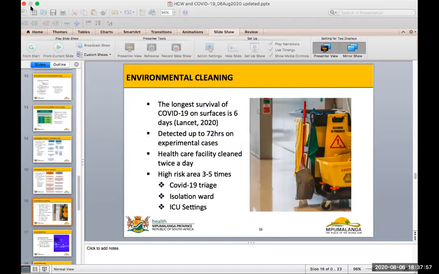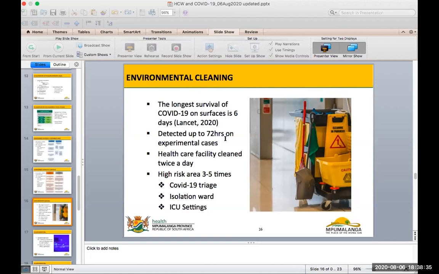Yes. So now, after testing positive, say in OPD and in theater, usually your colleagues are worried and saying, hey, we need to clean the area, hey, close theaters, hey, close OPDs and all those things. There are also guidelines that we need to follow, okay? We know that the longest survival of COVID on surface is said to be 6 days, and that was a study done by Lancet in 2020. And with experimental cases, the coronavirus has been detected on surface for up to 72 hours, meaning that after 72 hours, there is no evidence of coronavirus on surface.